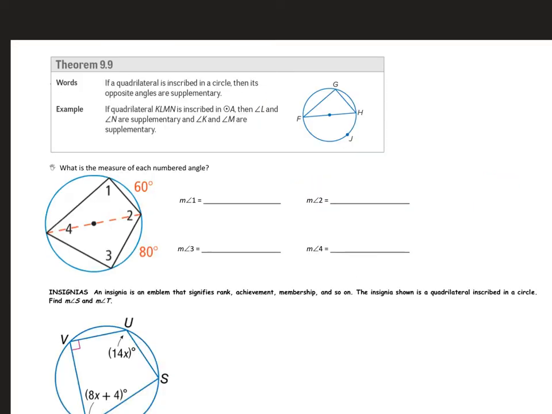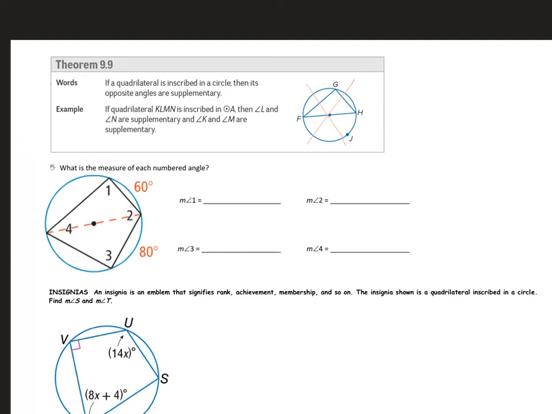All right, last page of our notes. It says if a quadrilateral is inscribed in a circle, then its opposite angles are supplementary. So I need to have a quadrilateral. I don't know why the picture right here is off, so please ignore this picture. That does not do us justice here in this circle. I have no idea why the picture is off.